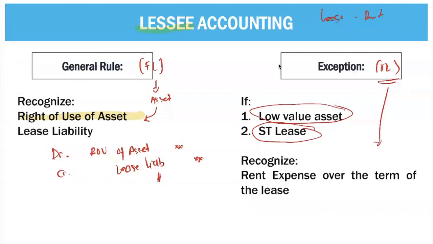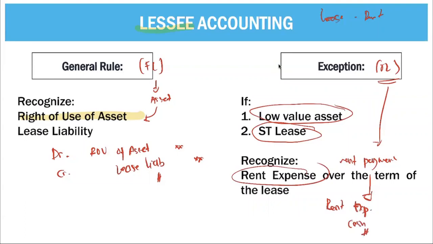Now, in your lessee accounting, as a rule, we said it is a finance lease. As an exemption to the rule, we use your operating lease when it is a low value asset or a short-term lease. How does your operating lease work? Instead of recognizing your lease liability and right of use asset, here in your operating lease, every time there is a rent payment, we recognize an expense. So your entry here is a debit to rent expense and a credit to cash.